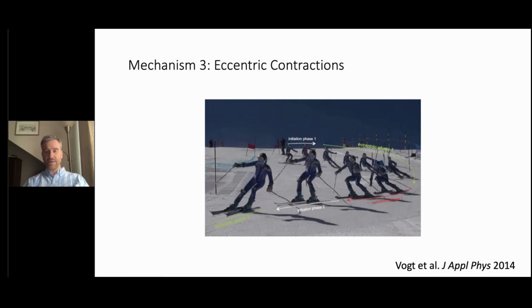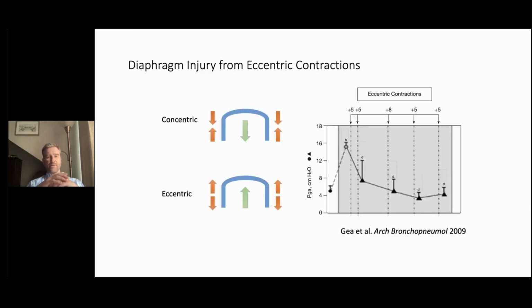So the quads are actually being lengthened because of knee flexion, while at the same time they're contracting to avoid falling completely backward. And eccentric contractions are much more injurious than concentric contractions. This is why after the first day of skiing in the season, we're so sore and stiff, because we've been applying an eccentric load to our quadriceps all day long. And importantly, the diaphragm actually can be subjected to eccentric loading conditions as well.